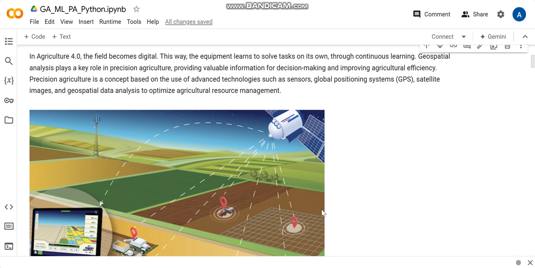This is the first lesson in our series on geospatial analysis and machine learning for precision agriculture using Python. Here we will explore how Agriculture 4.0 is revolutionizing farming by making it digital and data driven. With geospatial analysis, precision agriculture leverages advanced technologies like sensors, GPS, and satellite imagery to enhance decision making and optimize the use of agricultural resources.